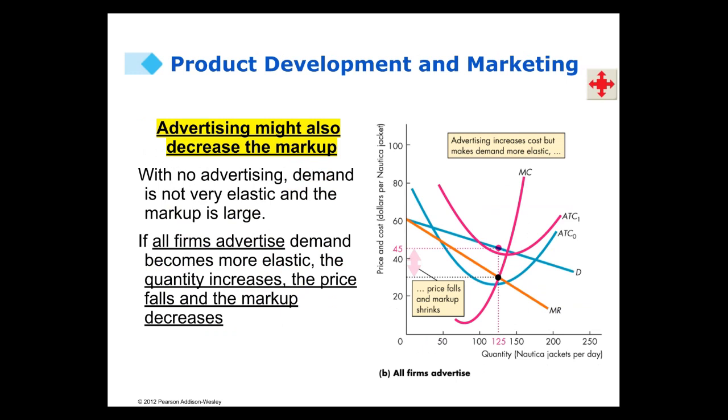Advertising might also decrease the amount of markup that's associated with firms in imperfect competition. The more people know about products, the more they know about how they're different, the more they know about new innovations, well, then they're able to maybe substitute products out. The market becomes more elastic and price sensitive. And so it's much harder to have a positive or high markup in situations like this.